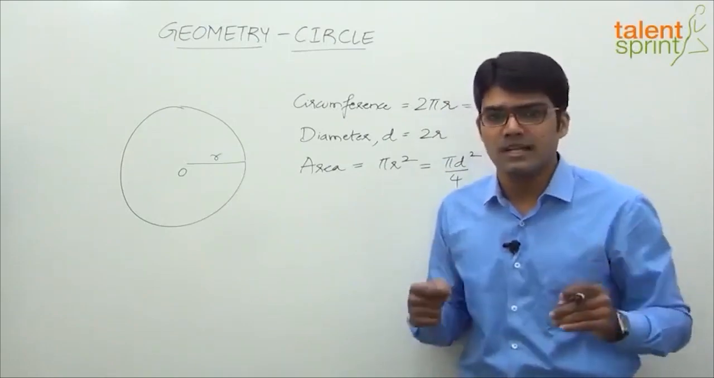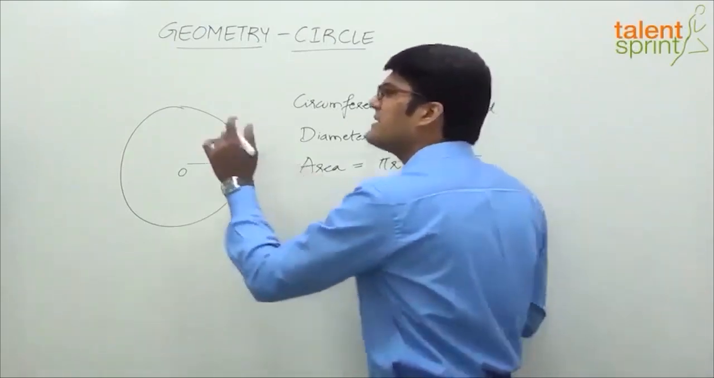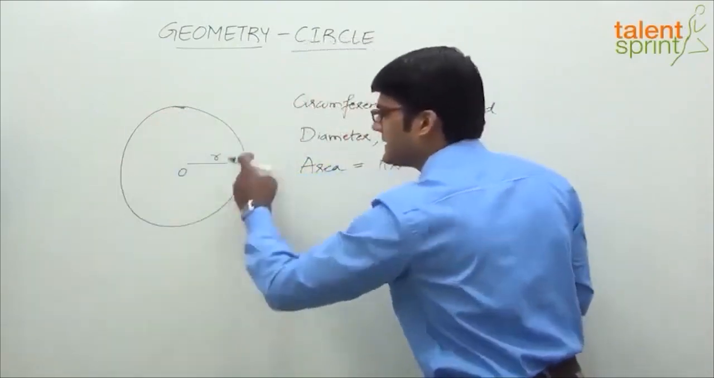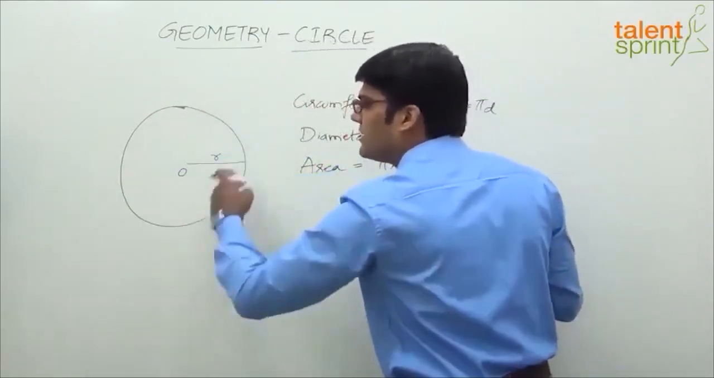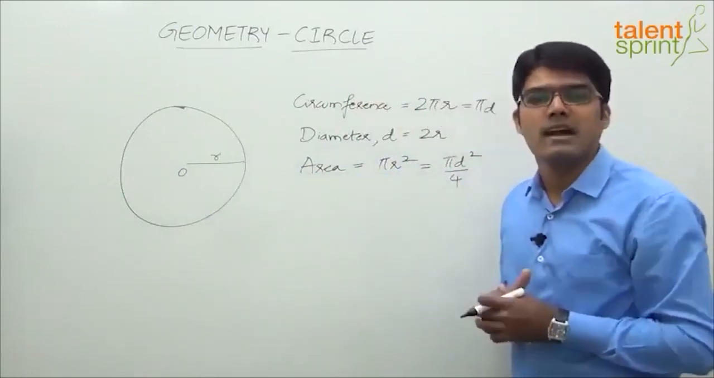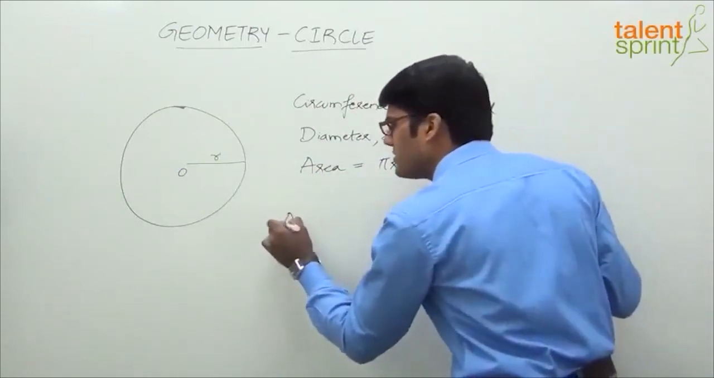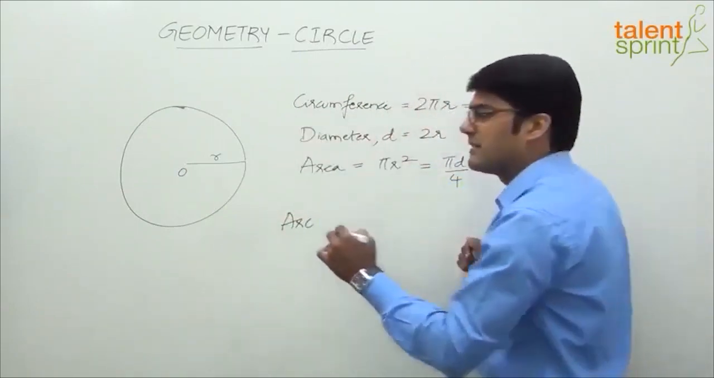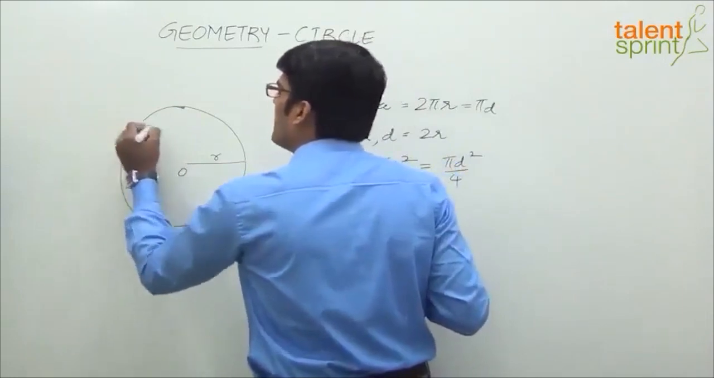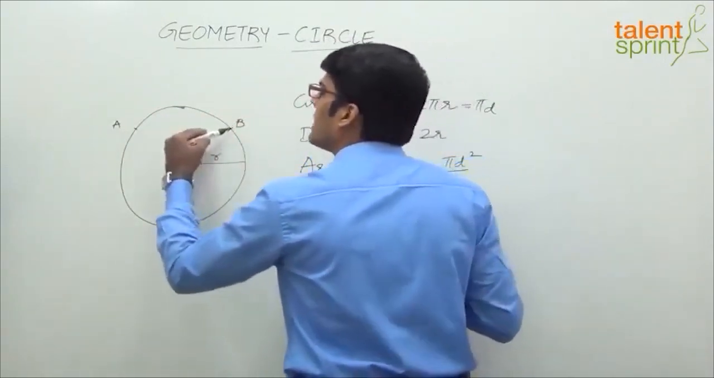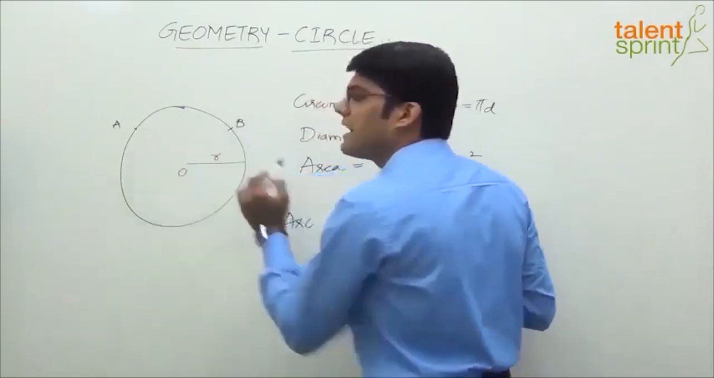All of you would have heard about an arc, right? What is an arc? An arc is a part of the circumference of the circle. You know that this complete boundary is called the circumference. Now some part of that circumference is called an arc. So what's the definition? An arc is some part of the circumference. For example, let's say from A to B. A to B, this is called an arc.